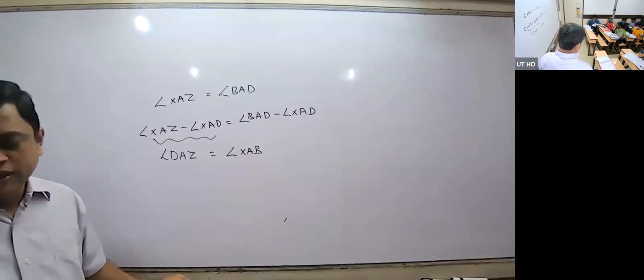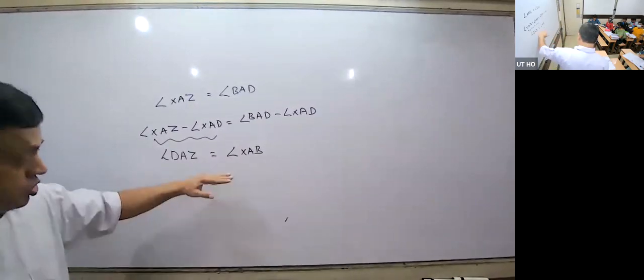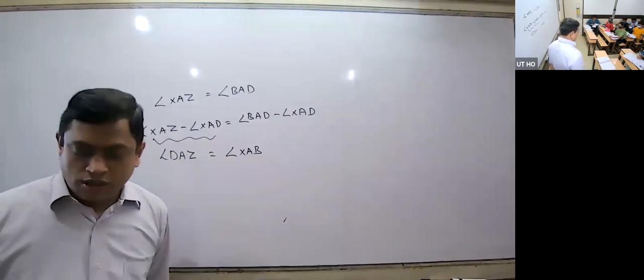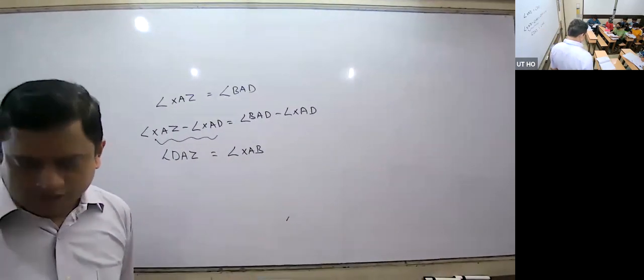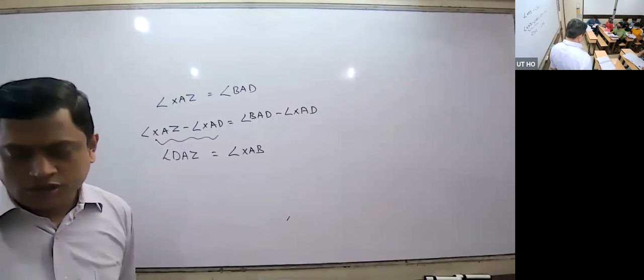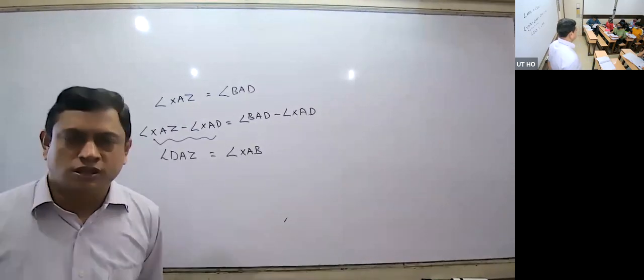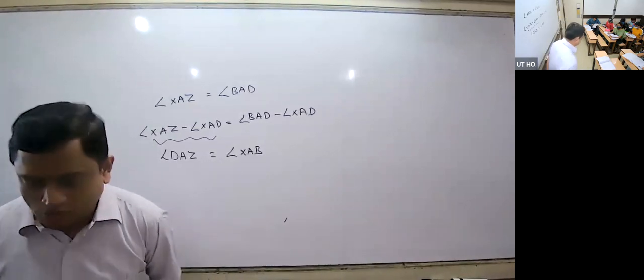Okay, so you got it by the SAS test for these two triangles. First you write this one, then you write ZA is equal to XA and next DA is equal to BA. Therefore, these two triangles are congruent by SAS by CBSE. You'll get the answer. Okay, what is your doubt?